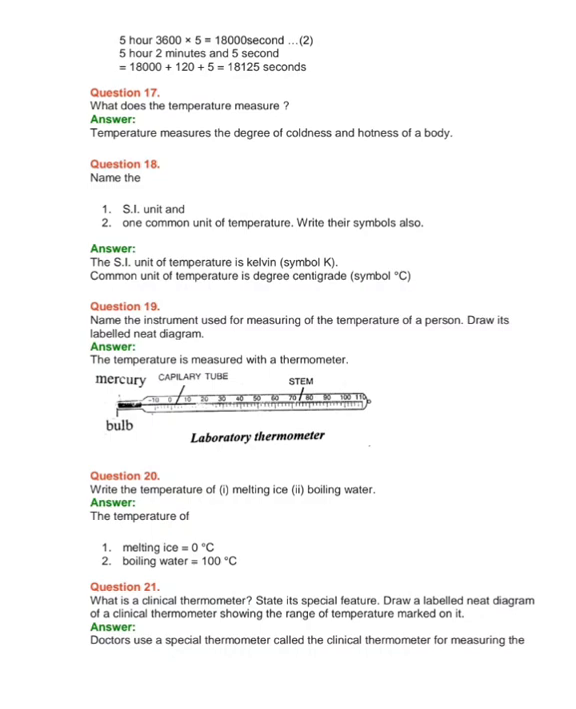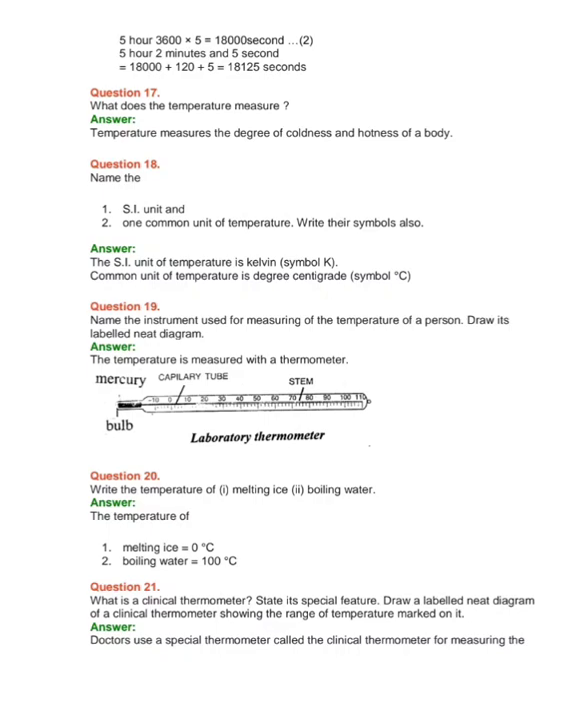Question 18. Name the SI unit and 1 common unit of temperature. Write the symbols also. Answer. The SI unit of temperature is Kelvin, symbol is K. Common unit of temperature is degree centigrade, symbol is degree C. Here K and C you have to write in capital.